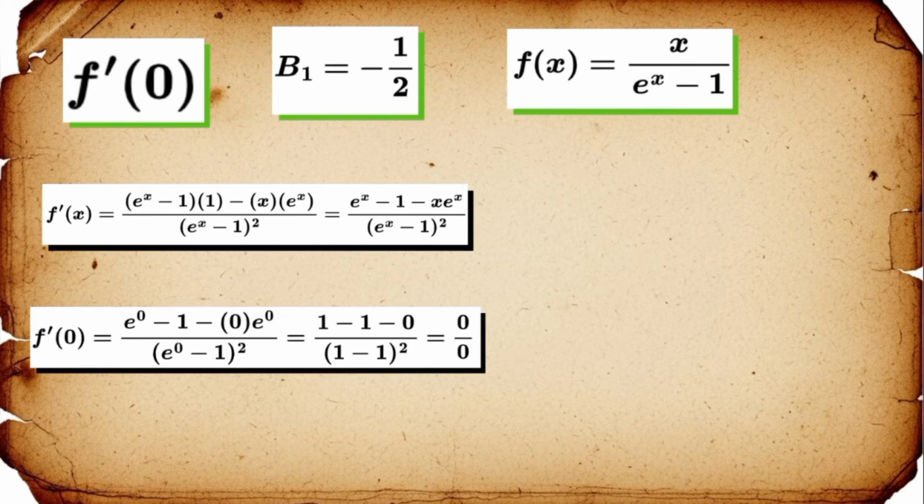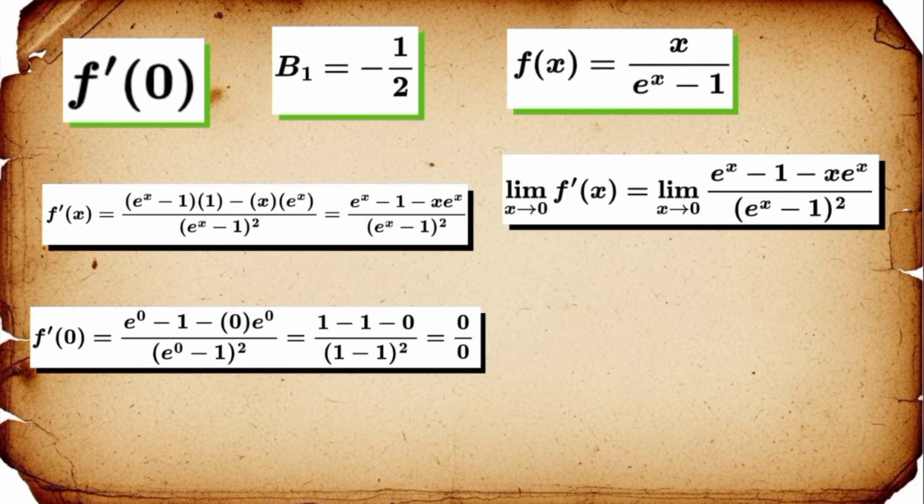This simplifies to 1 minus 1 minus 0 over the quantity 1 minus 1 squared, which is 0 over 0. Again, an indeterminate form. We apply L'Hopital's rule to f prime of x itself. The limit expression is shown on screen. We differentiate the numerator and denominator.